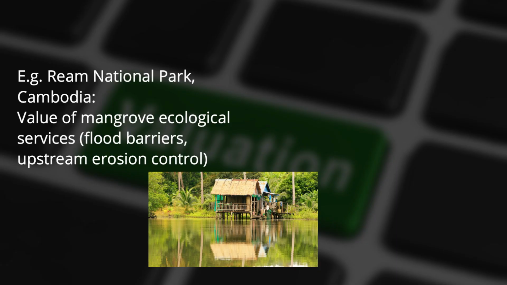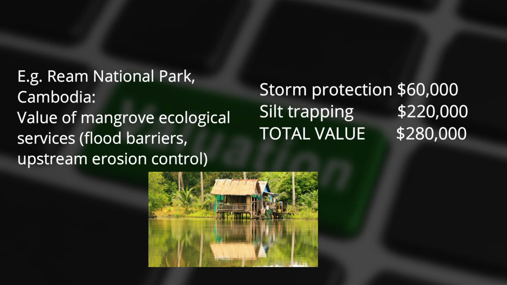For example, there is this national park, Ream National Park in Cambodia, and here the value of mangrove ecological services is considered, because as you know, mangroves have a very significant amount of ecological services. For example, they do cyclone intensity control, they are also very good barriers to flood, and very good barriers to upstream erosion control. So their storm protection cost and their silt trapping cost is calculated to get an overall understanding about the replacement cost.